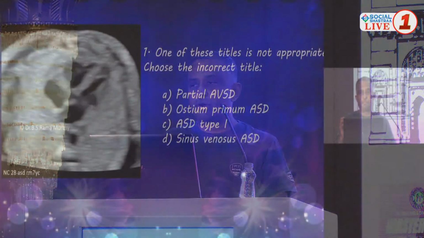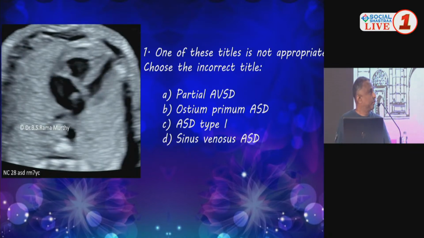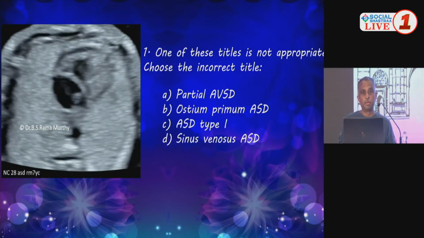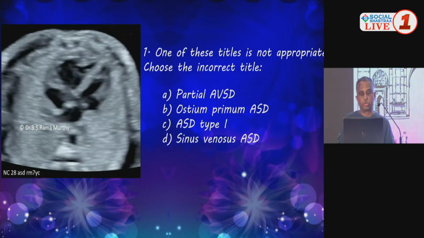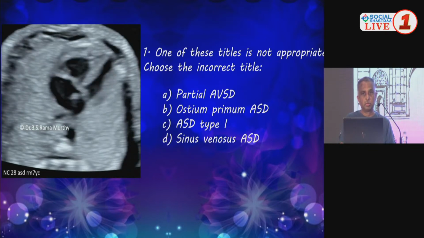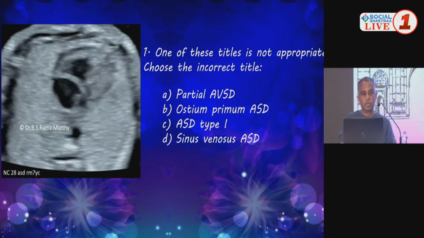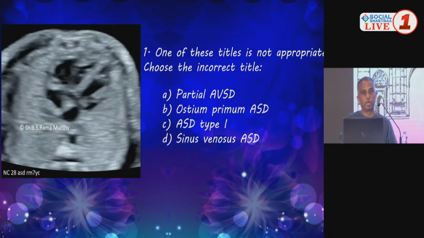One of the titles is not appropriate. That means 3 of them you can use for the pathology shown in the clip, except one term. One term cannot be used. You have to choose that term, right? You can start voting.